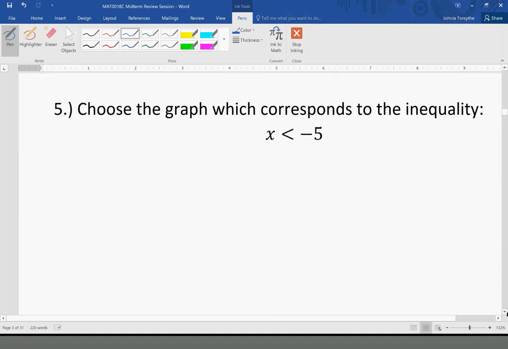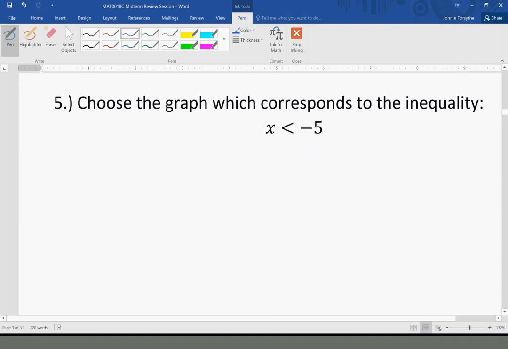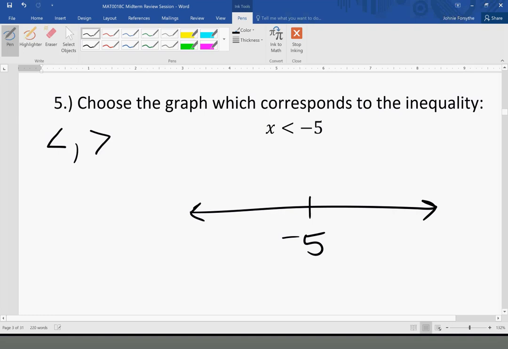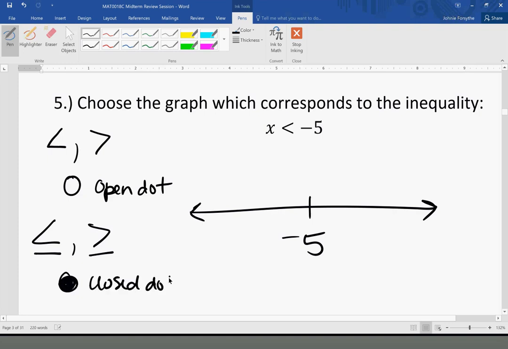Okay, number 5. It says choose the graph which corresponds to the inequality, because that's how it's asked in the actual review online. It'll give you a bunch of them and you pick the one that matches, so I'm just going to graph the one that matches. So we have a number line, and let's place -5 right here in the middle. When you're graphing on a number line, for less than or greater than inequality signs, we use an open dot, and for less than or equal to and greater than or equal to, we use a closed dot.